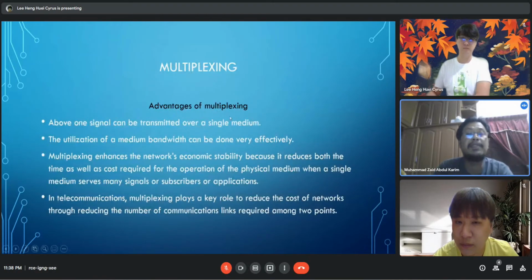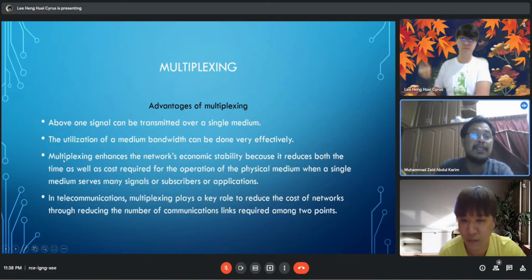Advantages of multiplexing. Multiple signals can be transmitted over a single medium. The bandwidth of a medium can be utilized very effectively. Multiplexing enhances the network's economic stability because it reduces both the time and the cost required for the operation of the physical medium when a single medium serves many signals, subscribers or applications. In telecommunication, multiplexing plays a key role in reducing the cost of networks by reducing the number of communication links required between two points.